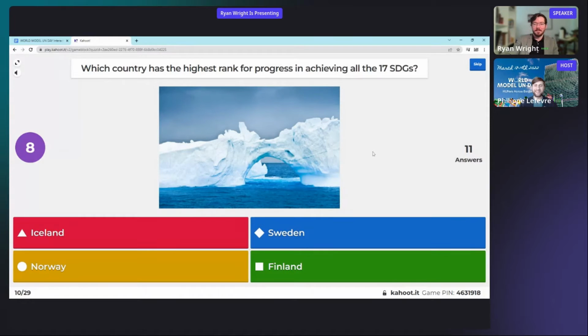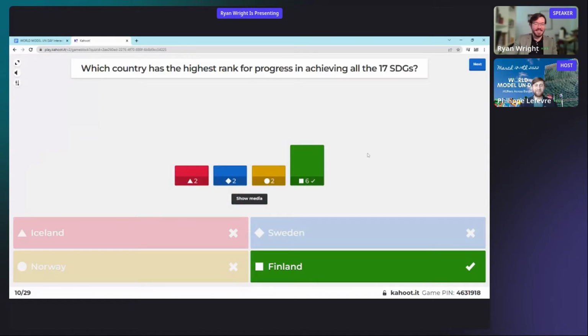Sorry, there's ice? There happens to be cold? Screw you, Ryan. That's not the same. There's one ice in Finland. There's snow in all of them. They are all icy countries. Well, I mean, Iceland has less ice.